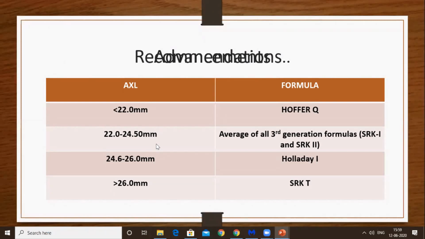Whenever the patient's axial length is 24 to 26, you want to go for the Holladay. For a patient whose axial length is more than 26 mm, in that case you can go for the SRK-T.